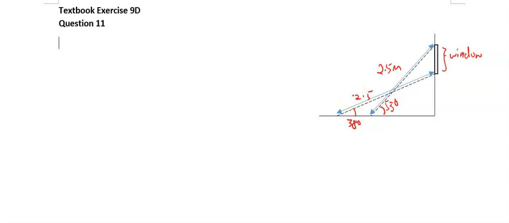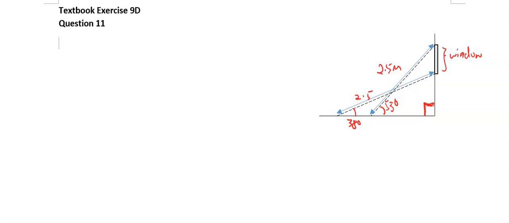So the question wants us to calculate the height of the window. One thing that we can use is that the walls of the building will always be perpendicular to the ground, so we can conclude this angle here is a right angle. So in this diagram, we have two right angle triangles. The height of the window can be calculated if we find the side of each right angle triangle and subtract, and we will be able to get the height of the window.